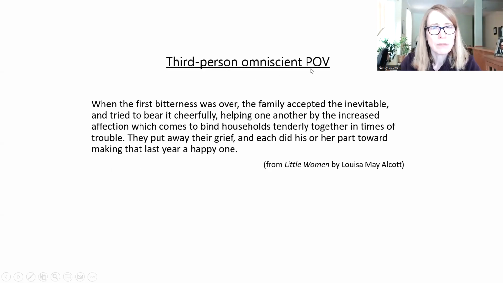So third person omniscient. This is an example from Little Women. When the first bitterness was over, the family accepted the inevitable and tried to bear it cheerfully, helping one another by the increased affection which comes to bind households tenderly together in times of trouble. They put away their grief, and each did his or her part toward making that last year a happy one. So that narrator sees the big picture, sees everything.